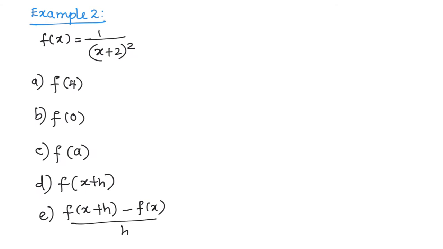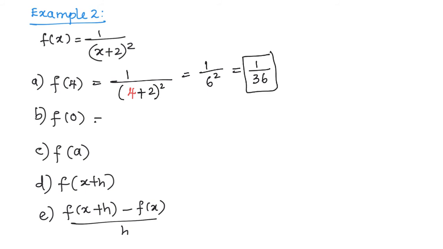Now let's look at one more example. F of x is given. We need to evaluate f of 4, f of 0, f of a, f of x plus h, and f of x plus h minus f of x, whole divided by h. So f of 4 means instead of this x we have 4. So replace this x with 4. So 6 square, that is 1 over 36. F of 0 means replace this x with 0. 0 plus 2 is 2. 2 square is 4. So 1 over 4.